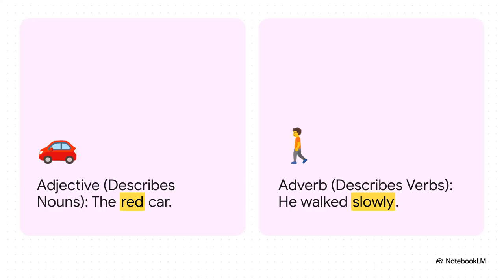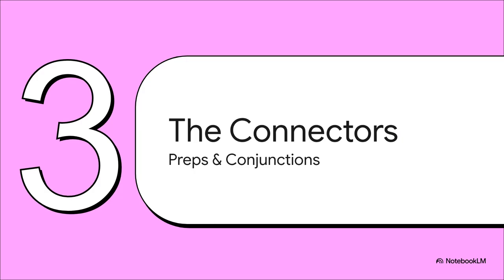This slide lays it out perfectly. It can be easy to mix these two up, but this makes it super clear. The adjective describes the noun, the red car. The adverb describes the verb, he walked slowly. One describes the thing, the other describes the action. Simple as that.